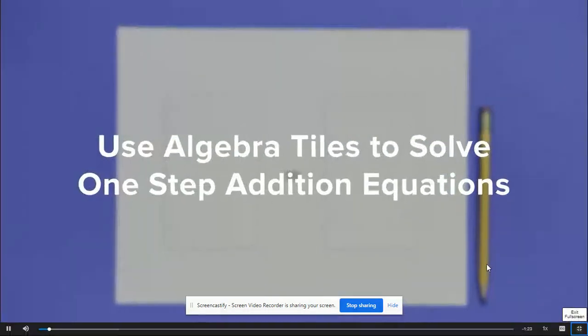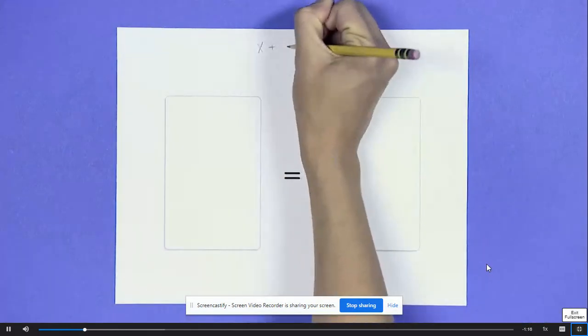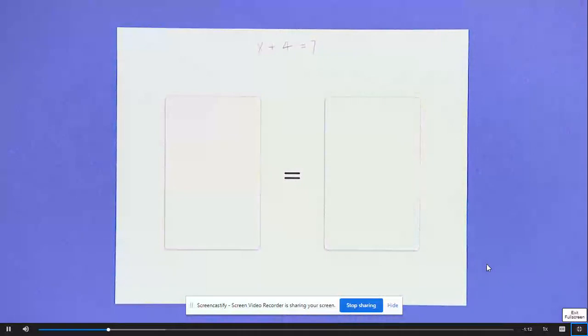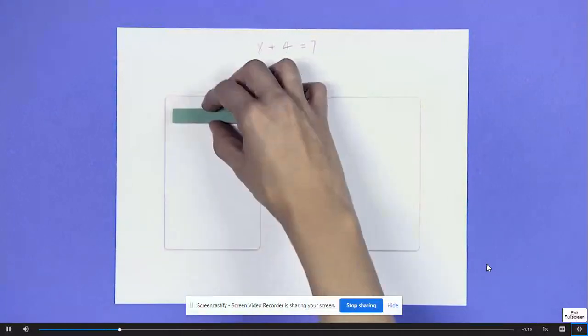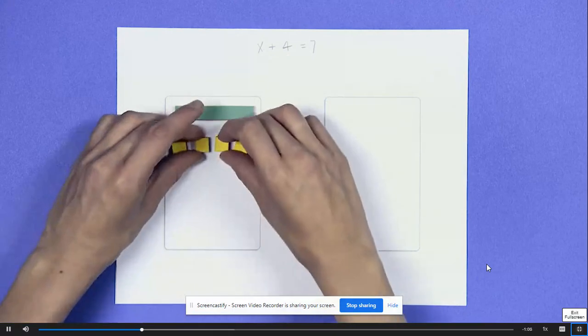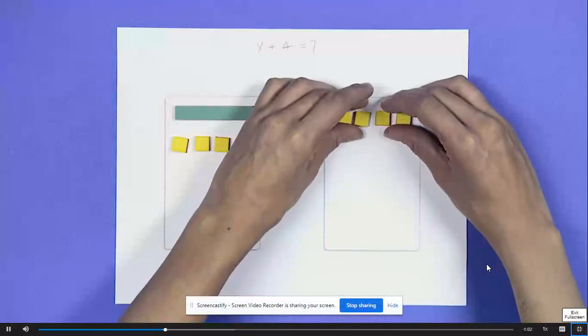Use algebra tiles to solve one-step addition equations. Find the value of x for the equation x plus 4 equals 7. Model the equation using algebra tiles. Place one x tile and 4 1 tiles on the left side of the mat. Place 7 1 tiles on the right side of the mat.